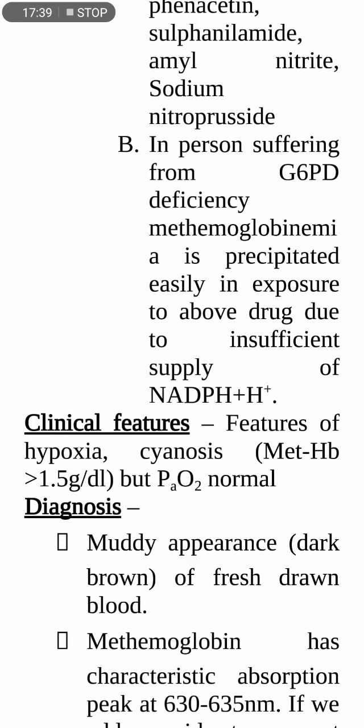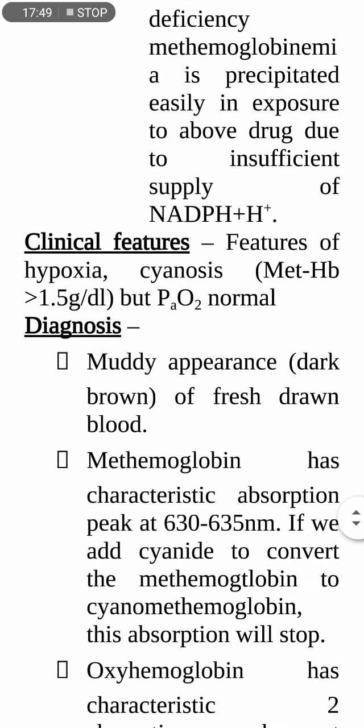Diagnosis: when the blood is freshly drawn, blood shows a dark brown color, a muddy appearance, and the methemoglobin shows a characteristic absorption band at 630 to 635 nanometer. If the blood is treated with cyanide, the absorption peak will disappear.